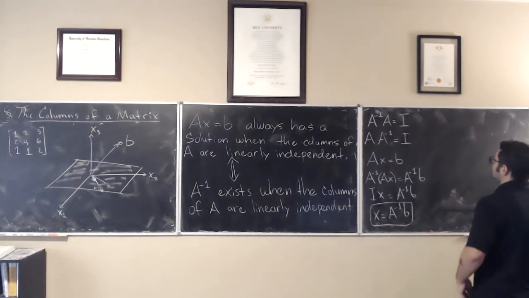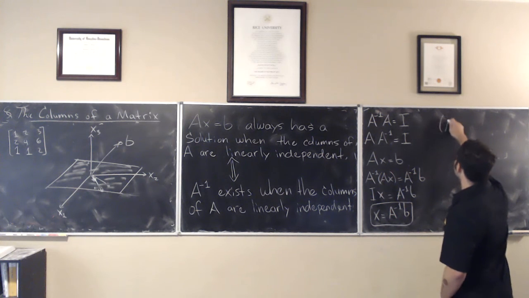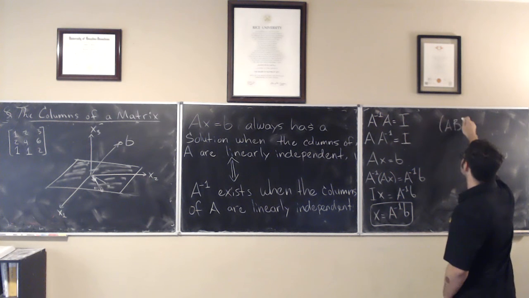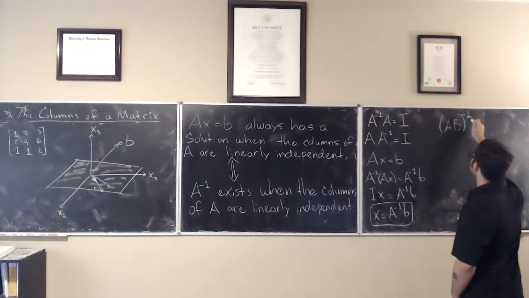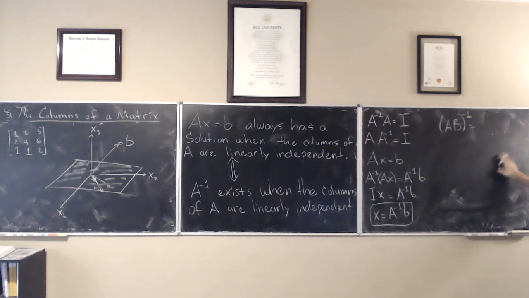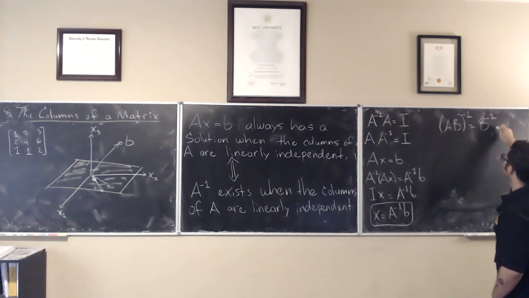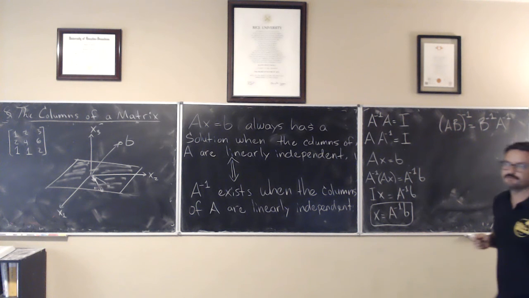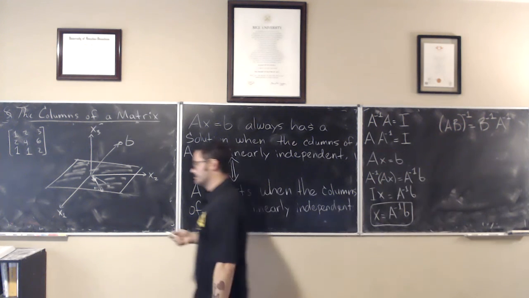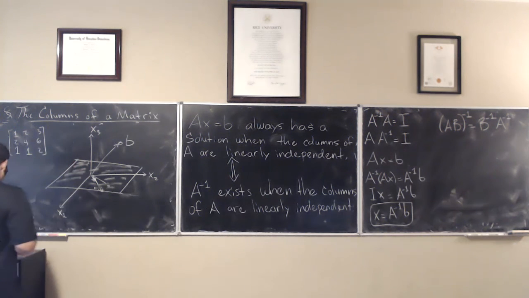One note on the inverse of products of matrices, because this happens a lot. You want to take the inverse of a product of matrices. This is going to be B inverse times A inverse. The order does matter with matrix multiplication. Please never forget that. Okay.